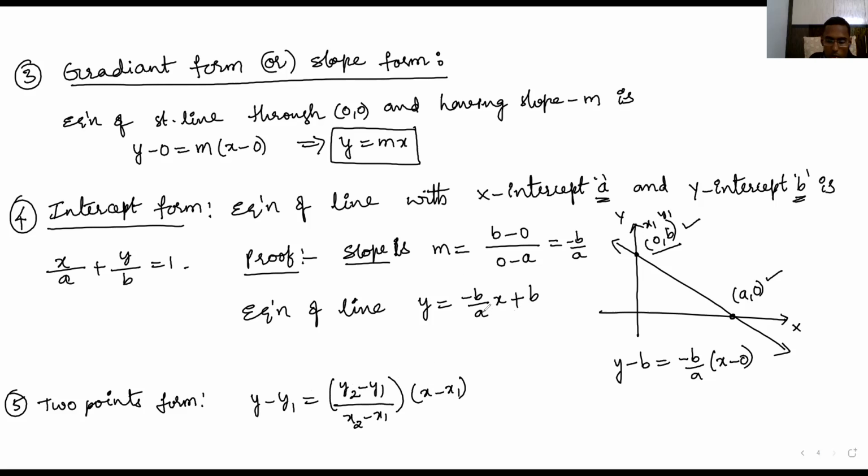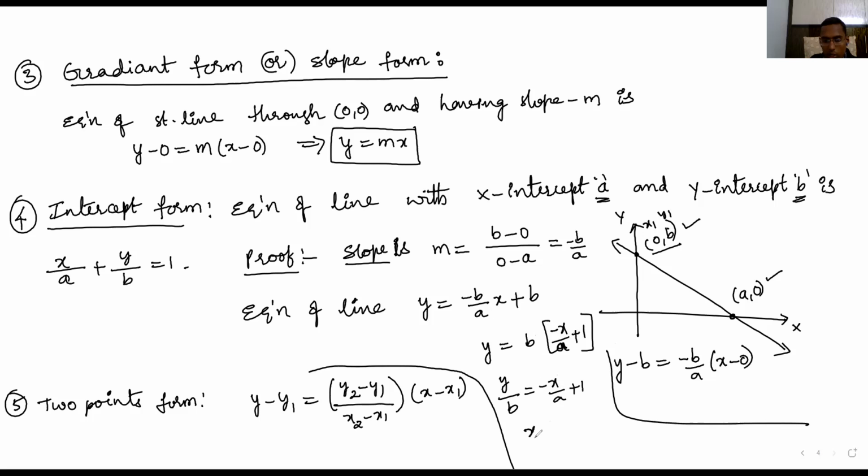Good. So this is b, we have to bring this side. That is enough for this. We can take b common. Y equal to b times minus x by a plus 1. So b you bring this side: y by b equal to minus x by a plus 1. So that's now over. You bring this side: x by a plus y by b equal to 1.